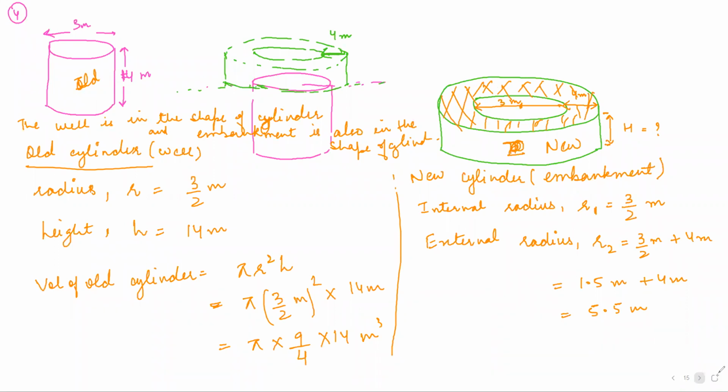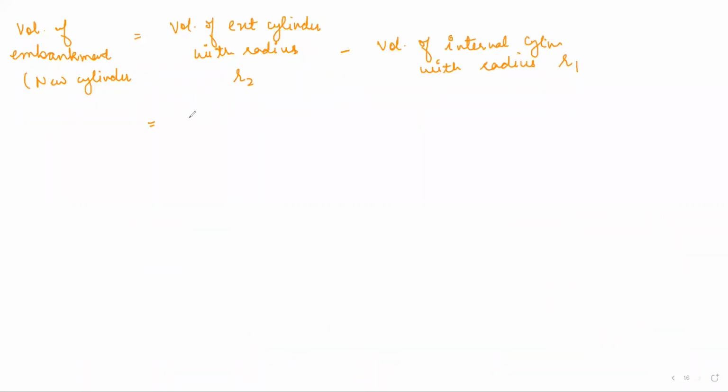Internal as well as external, the height will remain the same. So I can write pi into R1 square into capital H minus pi into R2 square into capital H. Is that okay? Now take pi common, and H also you can take common. So pi into H and then R1 square plus R2 square.